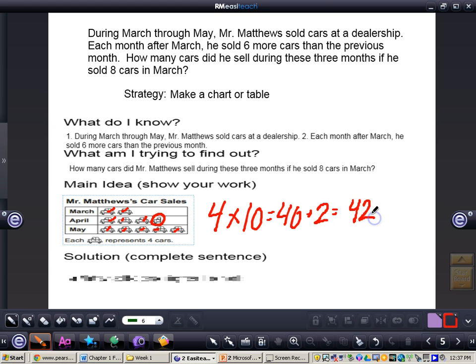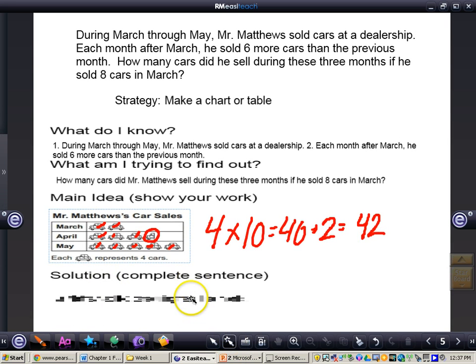Okay, so we have our answer. Now what we're going to do is just write our solution in a nice complete sentence, restating the question as a part of our answer. So we have the answer there. Mr. Matthews sold 42 cars during these 3 months. You can see by making this chart or table, I was able to simplify the problem and answer it correctly.